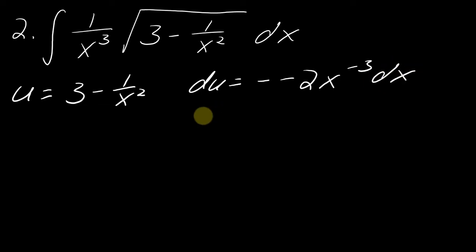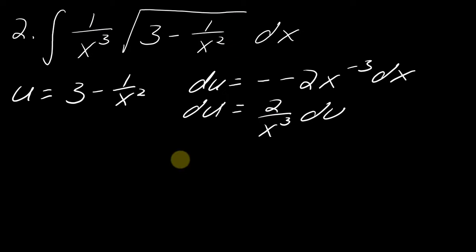And so this will come out to then, let's see, du will be 2 over x cubed dx. And so when you look at our problem, I have 1 over x cubed, not 2 over x cubed. So I need to get rid of this 2 here. So this will become 1/2 du is equal to 1 over x cubed dx. And so now I can substitute this 1 over x cubed dx with this 1/2 du. So let me clear a little space.